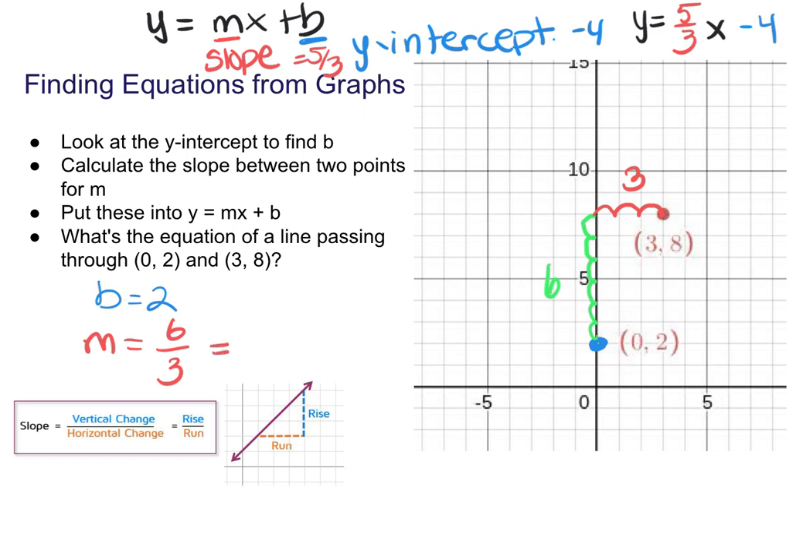Needs to be simplified, so 6 divided by 3 is also just 2. So that means that my equation for this line would be y equals m, which is 2 in this case, because we can keep it simplified, x plus 2.